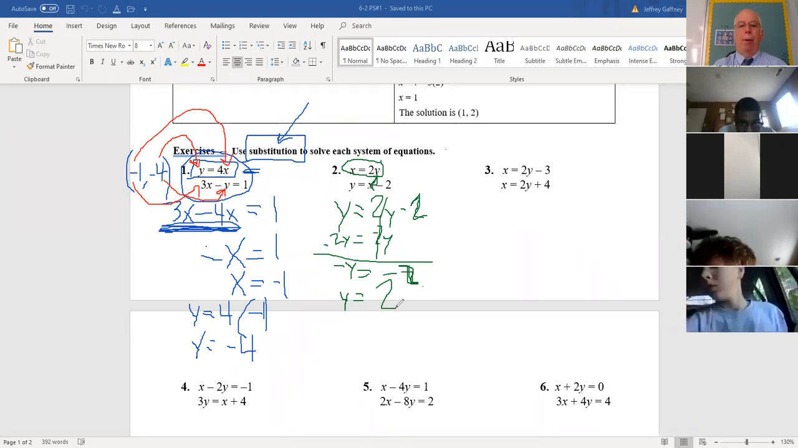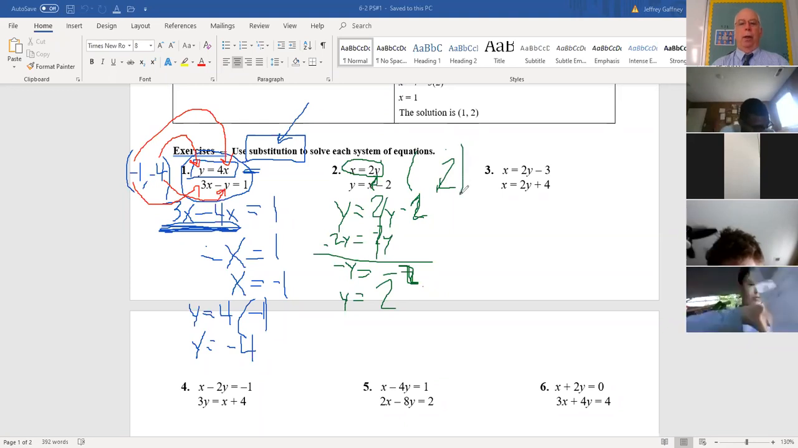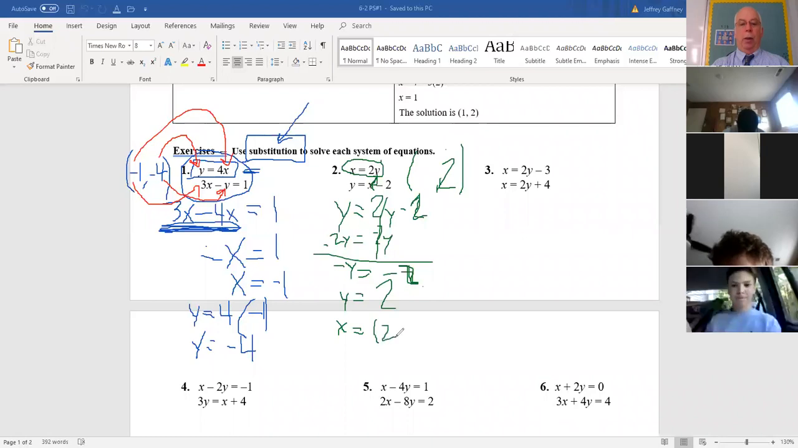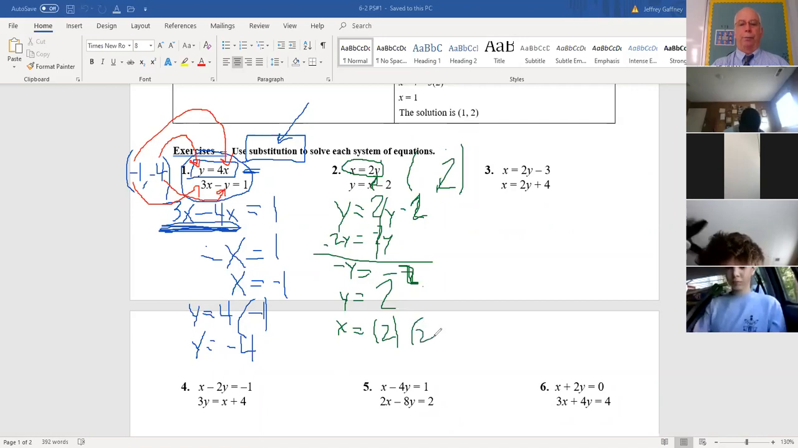All right. So we got y equals 2. So now we know half our ordered pair: y equals 2. Now I got to solve for x, and I can substitute that 2 for the y in either one of those two equations. It does not matter. I'm going to use the first one just because the math is simpler in my eyes, but if you want to use the second equation, that's fine. So we get x equals 2 times 2, so x equals 4.